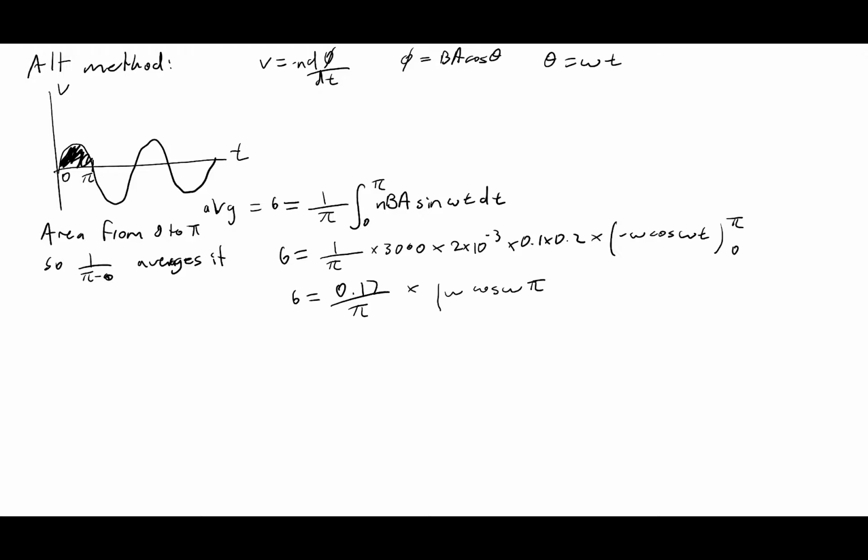Sorry. Because cos is omega t, the function should be NBA sine omega t. Because you're deriving it, so you multiply it. So we have times omega, so omega over omega.